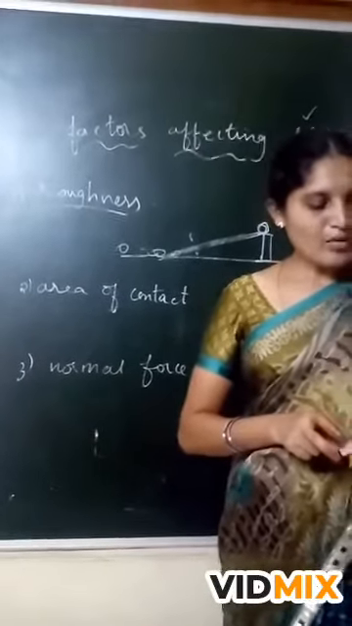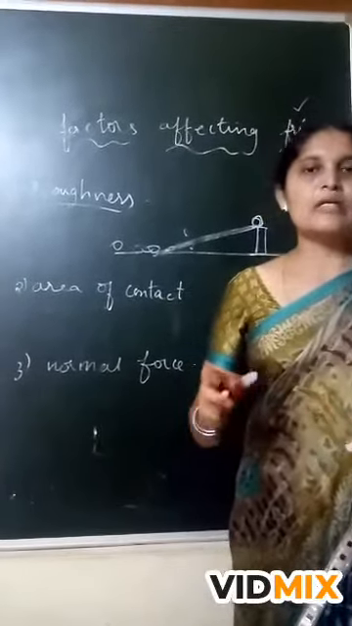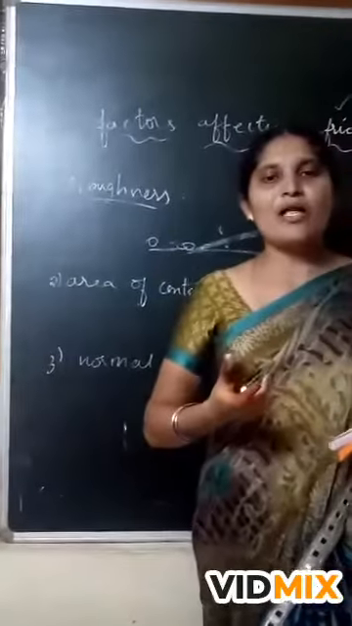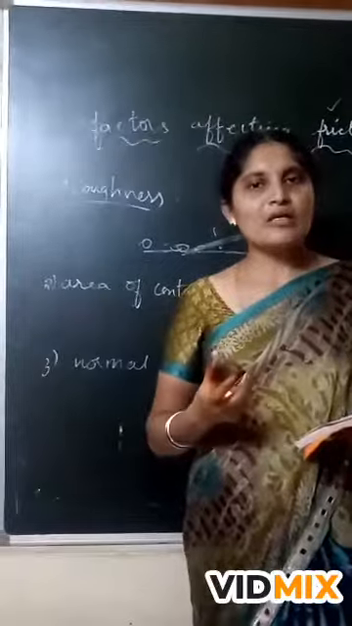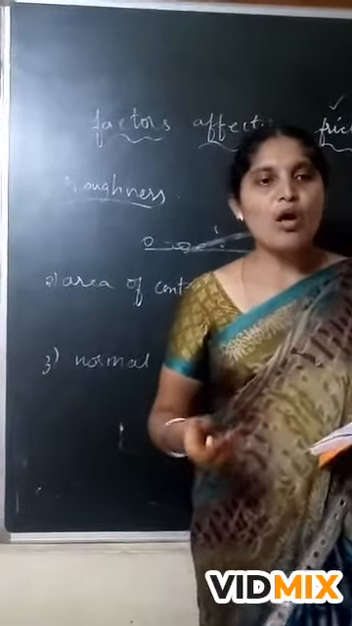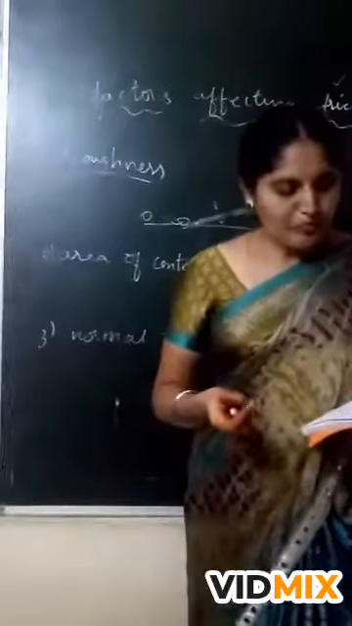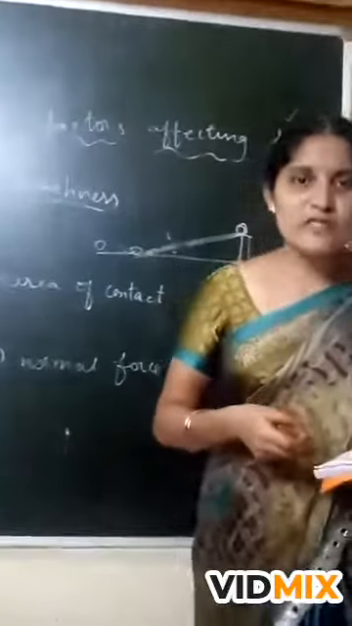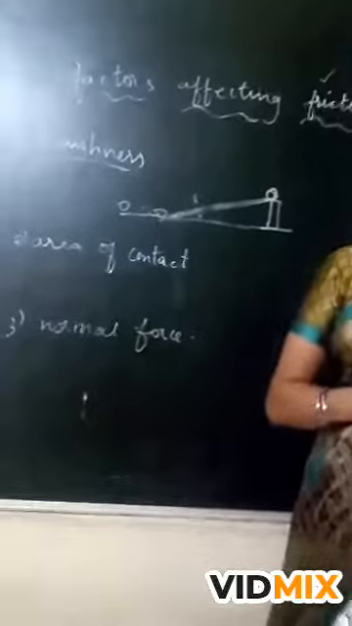When we come across different vehicles moving, if there is an interlocking, the vehicle won't work properly. As well as when we walk, if it is a rough surface, the friction will be more. If it is smooth, we will be slipping down and falling.